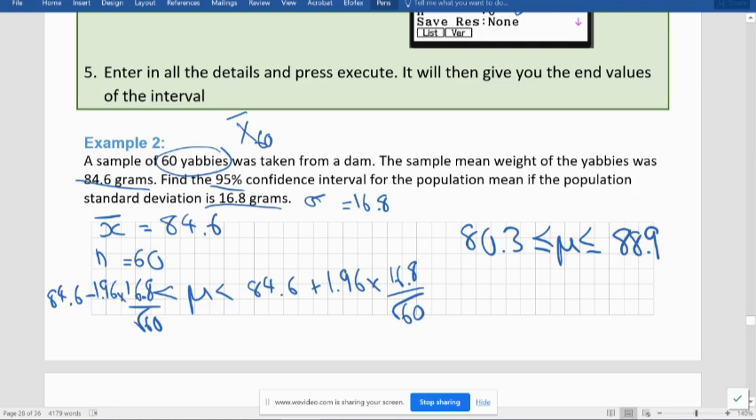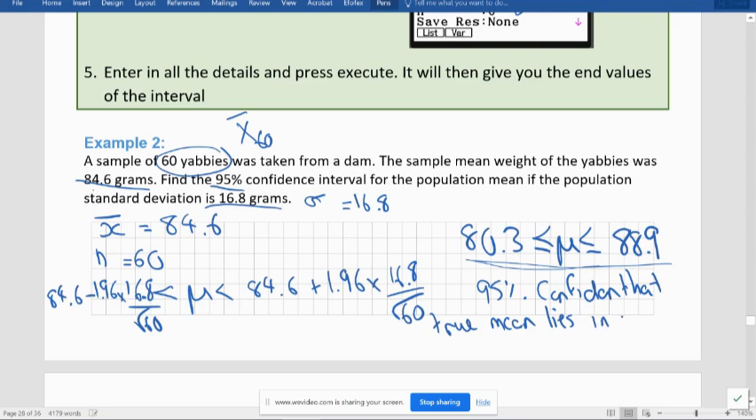All right. So remember, this is a confidence interval. So if you read the question, it says, look, we've taken a sample of 60. We've discovered that the sample mean was 84.6. We can actually make a prediction for the population, which is pretty cool. So we actually think for the population of all the yabbies, we can be 95% confident that the true mean lies in this interval.